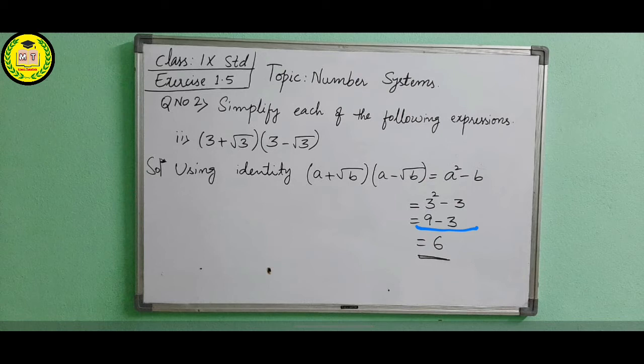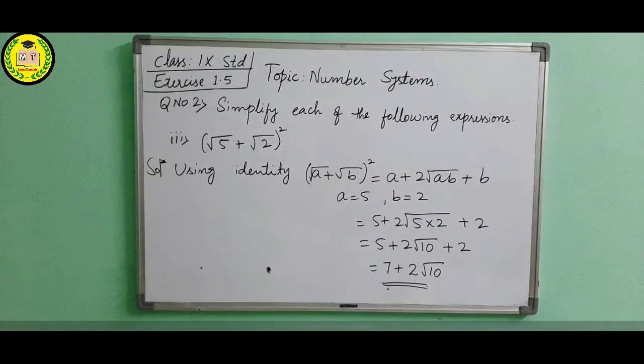Now further we will go for the third question. The third question is (√5 + √2) whole squared. Again, if we see carefully, it is nothing but (a + b) whole squared. As it has the square root, it becomes the square root of a plus the square root of b. Now the first number a is 5, and the second number b is 2. If you substitute in the identity, we take 5 as it is, and the formula as it is, √5.